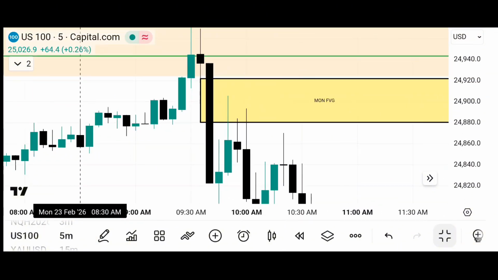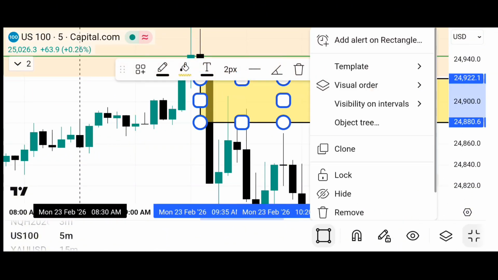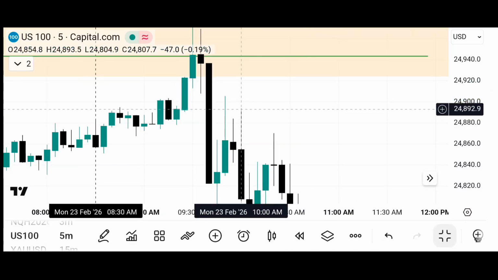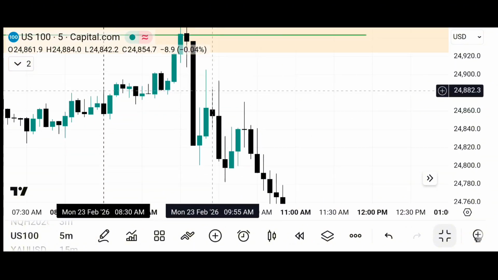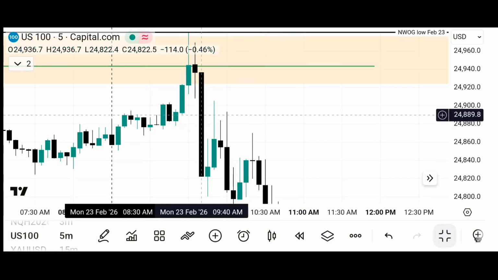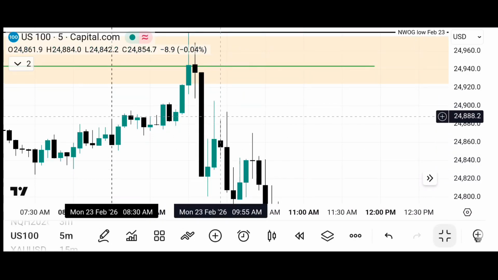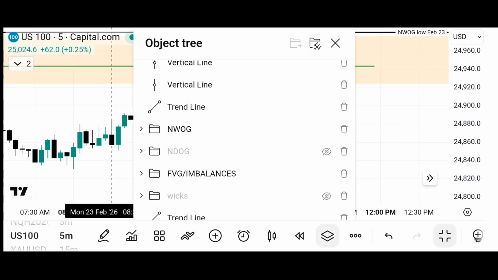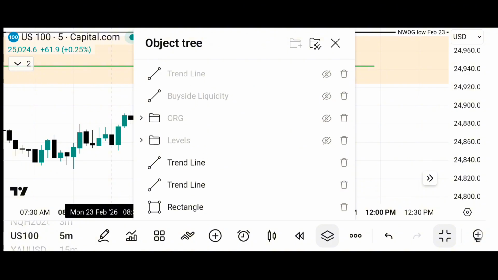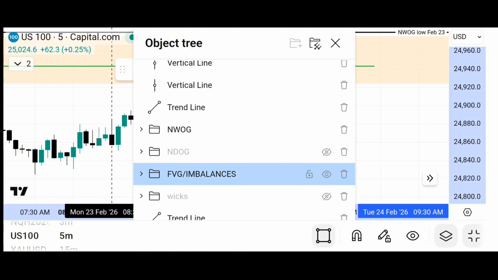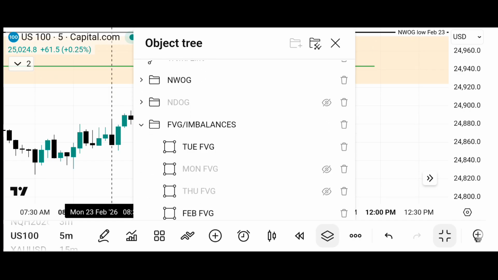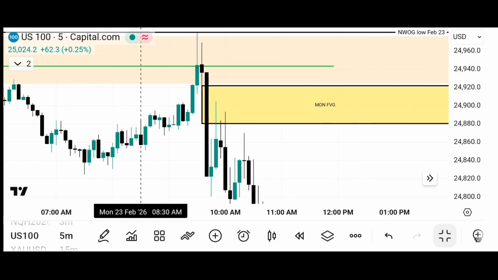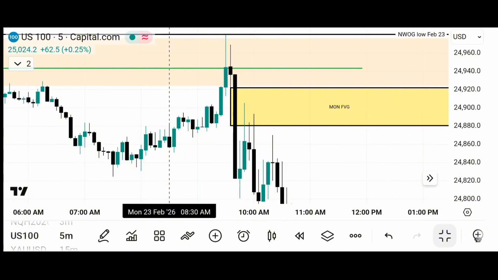And you can see the gap being formed. Let me hide this. You can see this gap being formed. So there is a huge displacement in price, leaving a big fair value gap open, which price traded into. But we also have a new day open gap. No, not a new day open gap. We also have our Monday first presented fair value gap. Like I said, there's a first presented fair value gap formed after the market open.